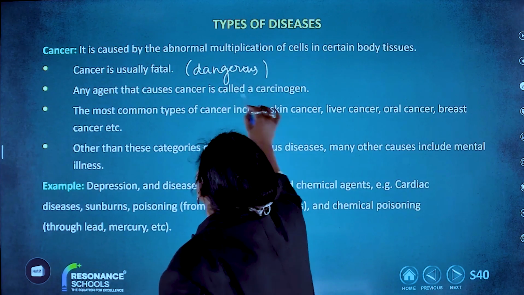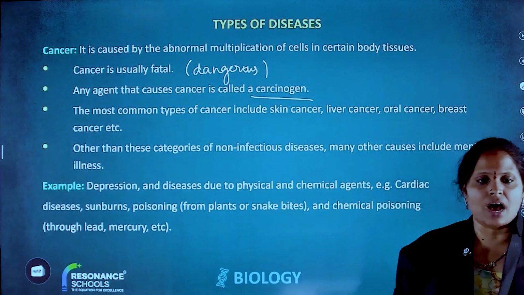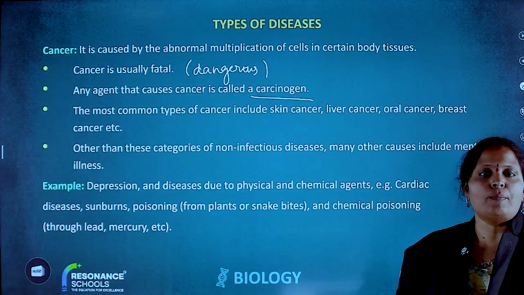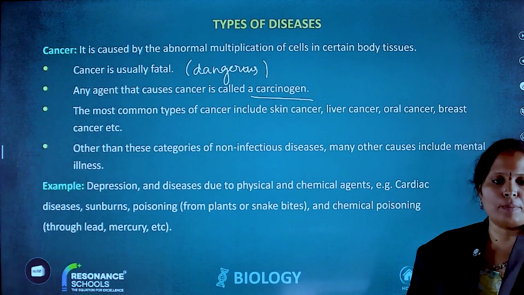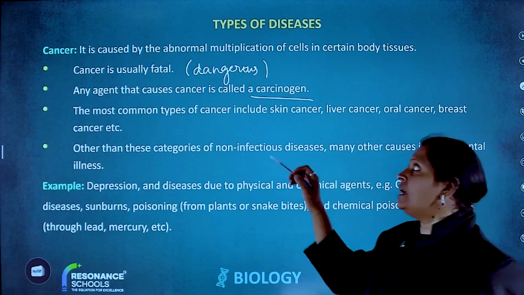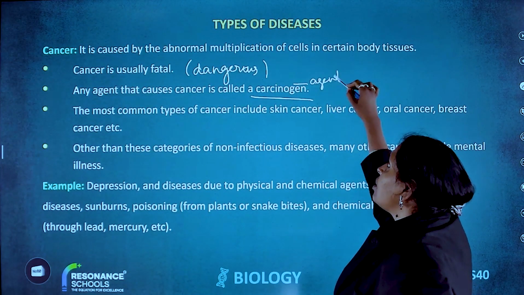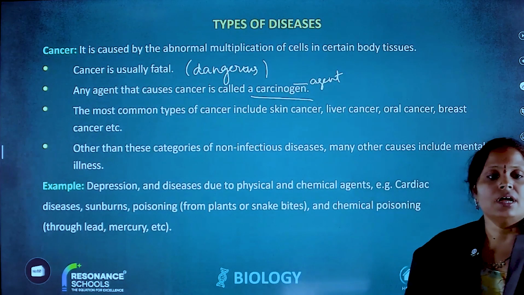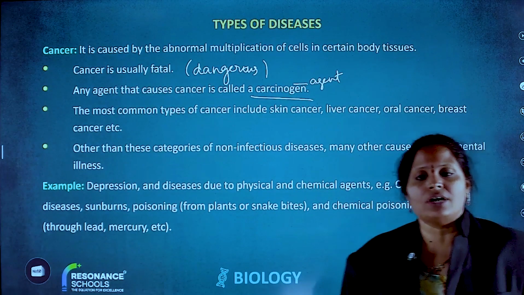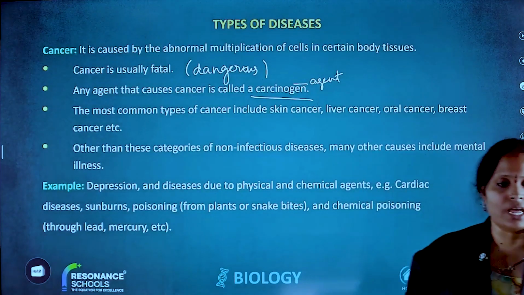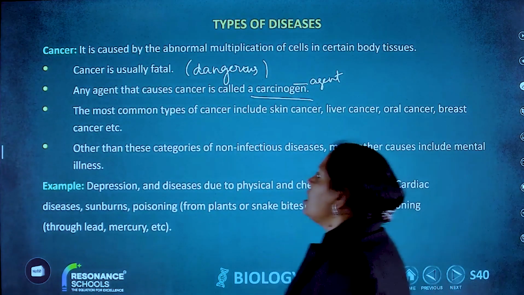Any agent that causes cancer, we call it a carcinogen. How do we call the agent that causes disease? Pathogen. In the same way, the organism or the agent that causes cancer, we call it a carcinogen. What do we call it, children? Carcinogen. The agent that causes cancer is called a carcinogen.